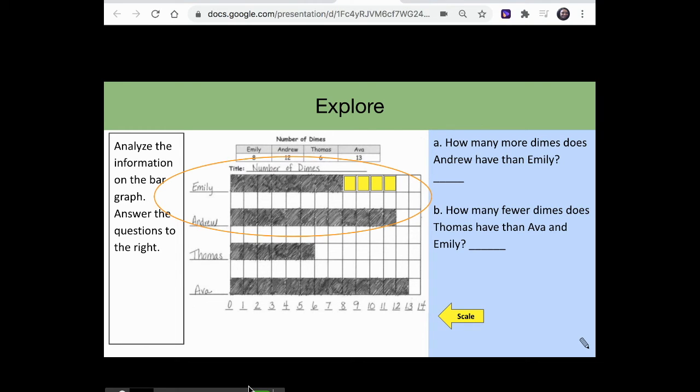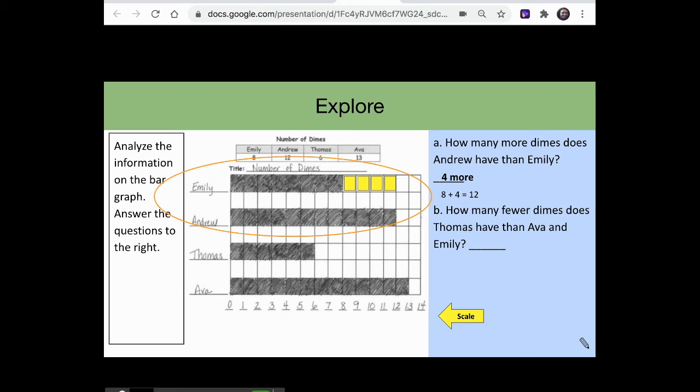Let's write an equation for this. We know that Emily needs 4 more dimes to catch up to Andrew. So we're going to add Emily's 8 dimes plus 4 more will equal 12, the same number as Andrew's dimes.